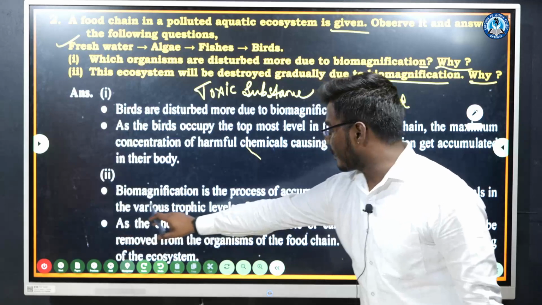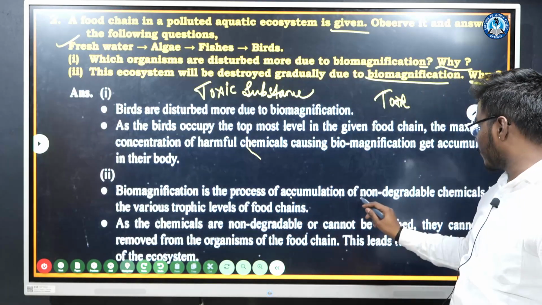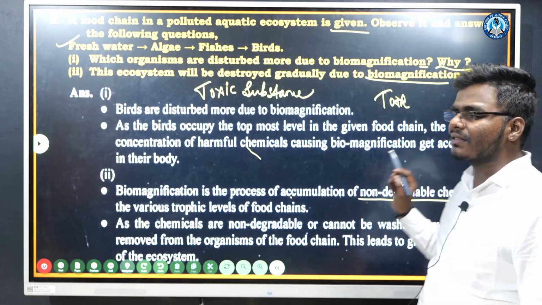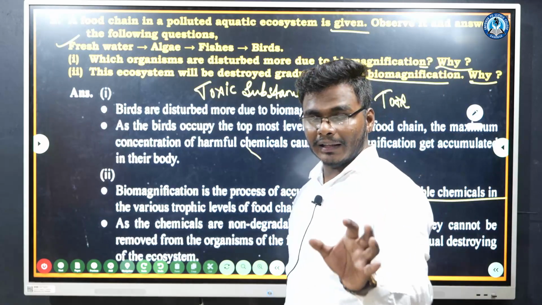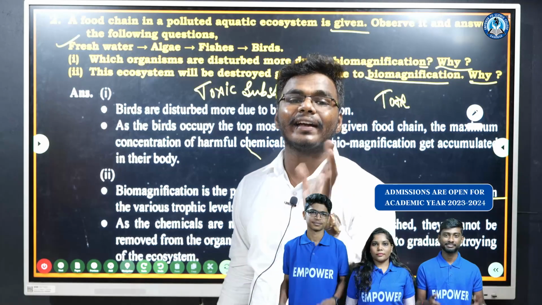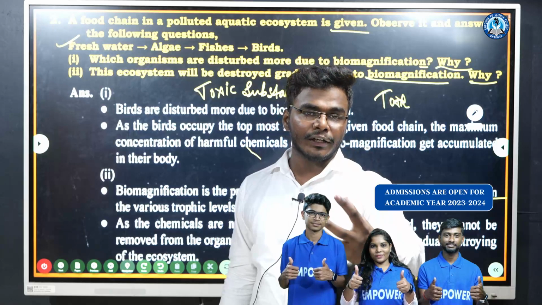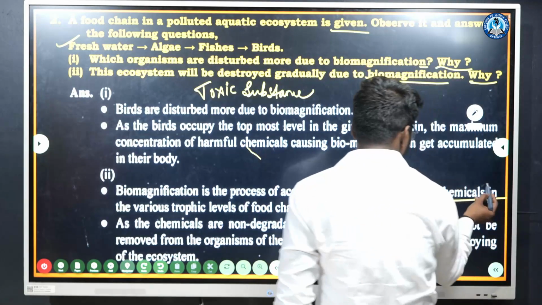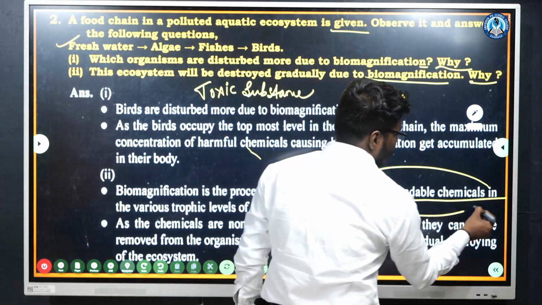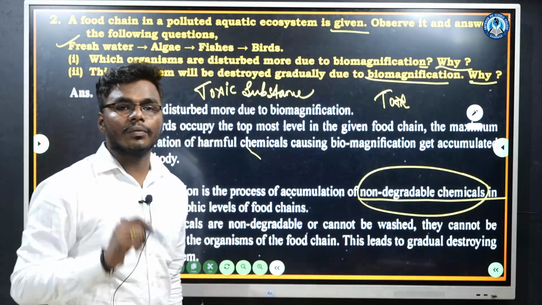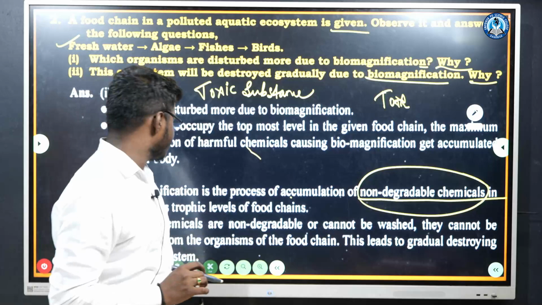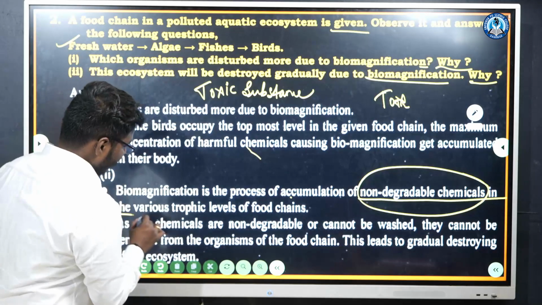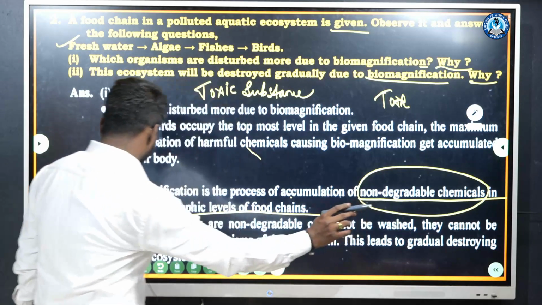So biomagnification is a process of accumulation of the non-degradable chemicals. The word non-degradable chemical means it will not degrade, that it is not being converted into the simplest form. So these non-degradable chemicals are always a danger to the environment and all the ecosystems, at the various trophic levels of the food chain.